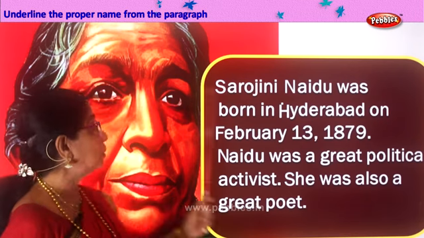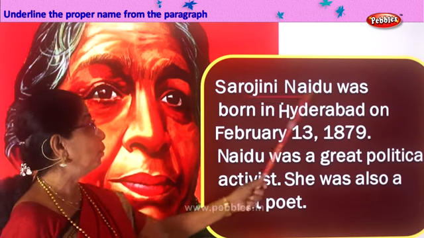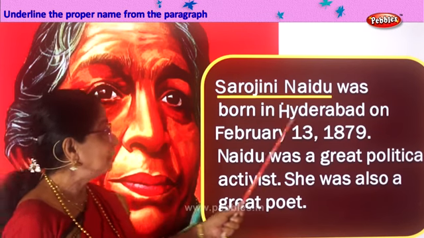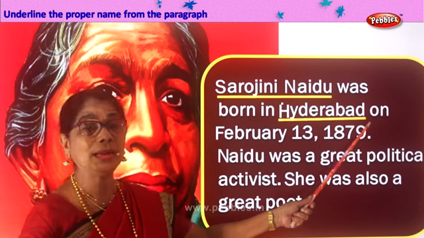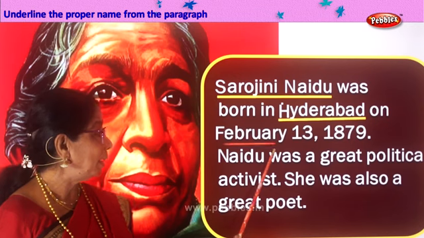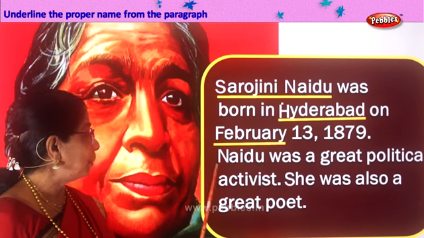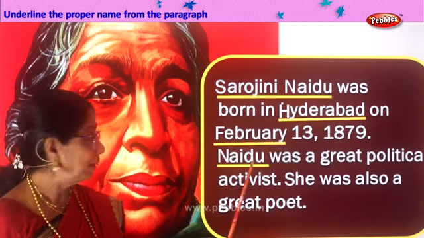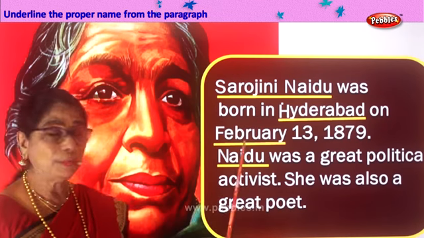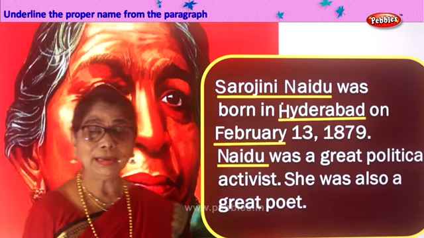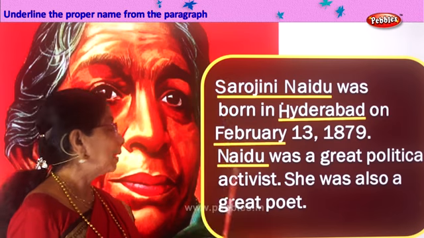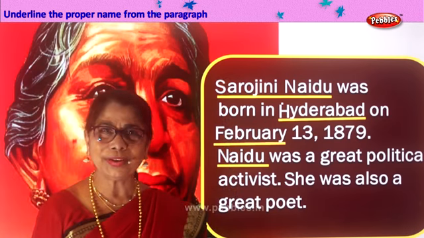Underline the proper noun. Her name, Sarojini Naidu, is a proper noun. We underline. She was born in Hyderabad, the name of a place. We underline. She was born in February, name of the month. We underline. Again, Naidu's name comes up here. So we underline. So we have Sarojini Naidu, Hyderabad, February, Naidu, all underlined. They are all proper nouns, all begin with capital letter. Did you enjoy, children? Good.